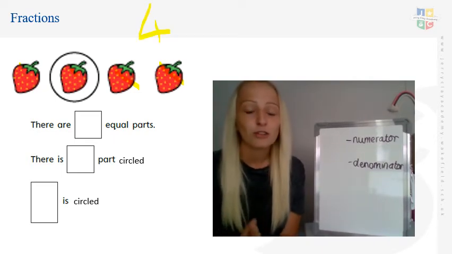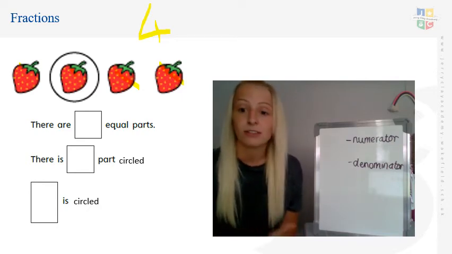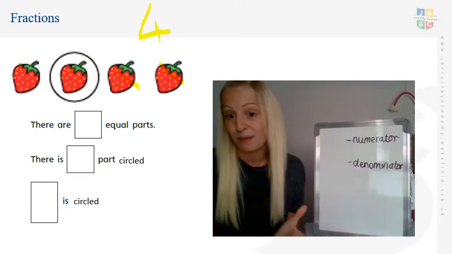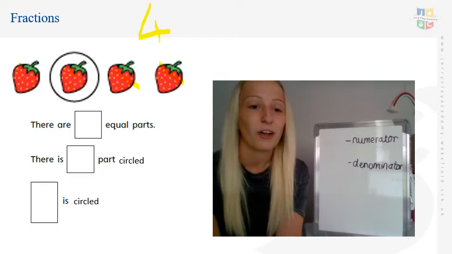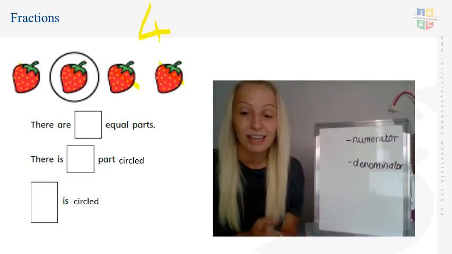So there are 4 strawberries. And there is 1 strawberry that has been circled. So maybe that strawberry has been taken away, maybe it's been eaten, or it could have been shaded. So that represents how many have been taken. So there are something equal parts. How many equal strawberries are there that all look the same?